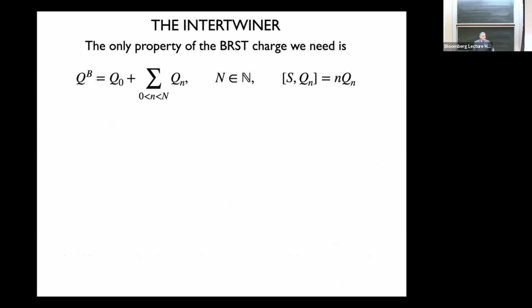So here is the construction, finally. Now, we have a BRS charge that decomposes into a simple part and a sum of terms. Here I truncated them and made them finite, but strictly speaking, that's not necessary. And the fact that Qn has charge n means that the commutator of S with Qn is n times Qn. Now you see that Q is Hermitian, so S has to be anti-Hermitian.